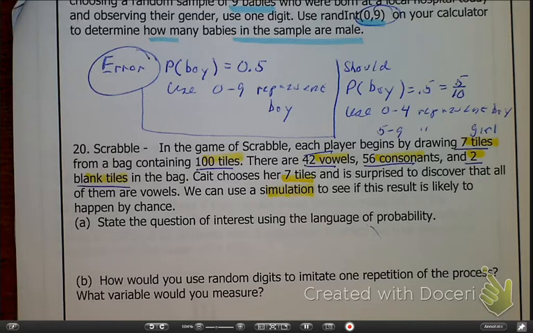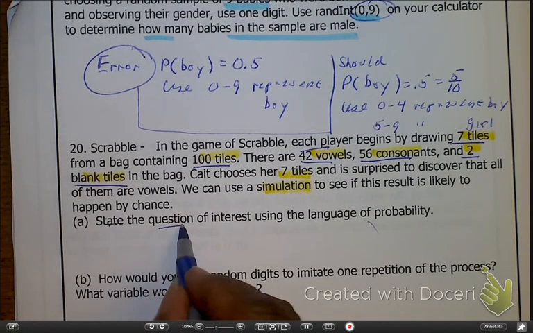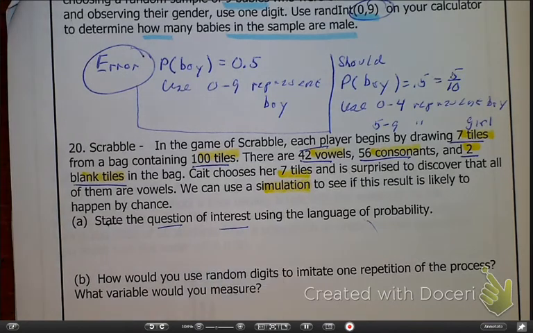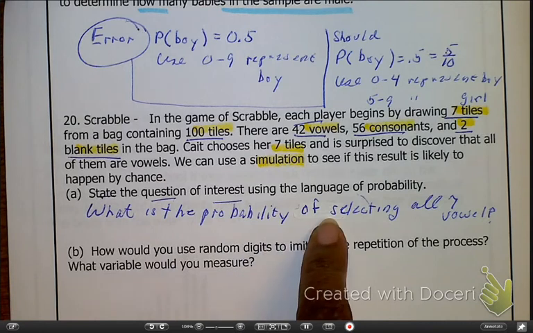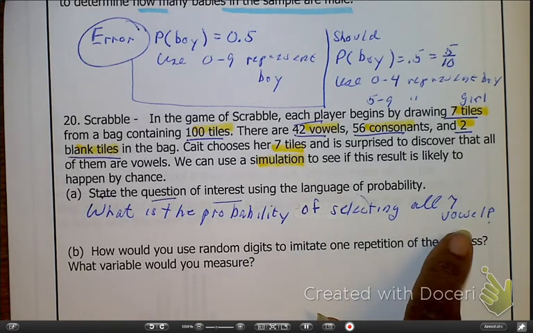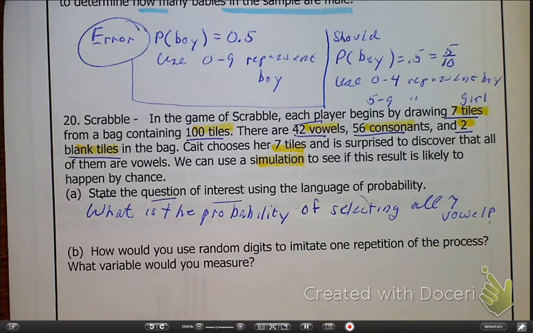Okay, so first, we need to state the question of interest. So we want to know, what is the probability of selecting all 7 vowels? That is the question of interest. Next, how will we use the random digit table to imitate 1 repetition of the process? What variables would you measure?